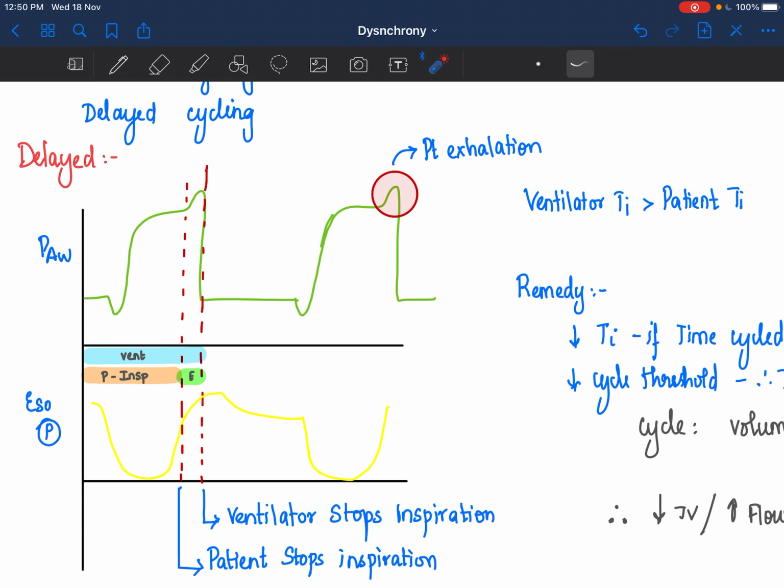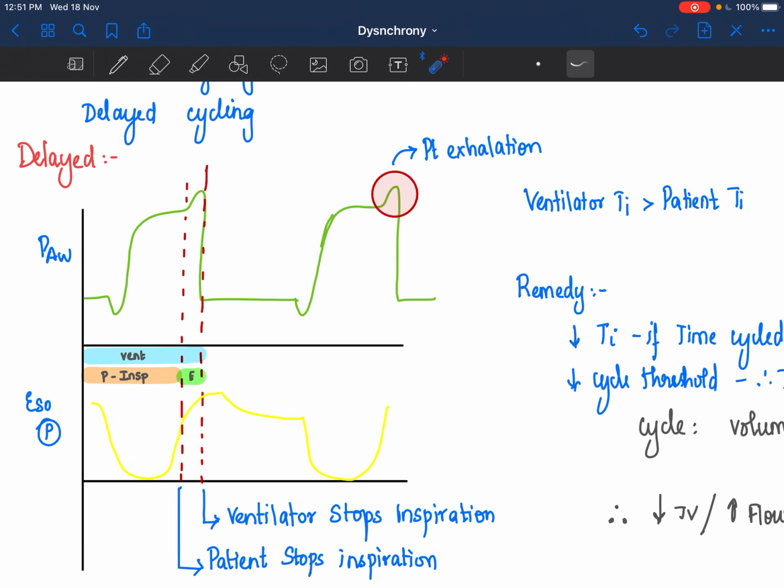So, according to your ventilator, your total inspiratory time is this, represented in blue. But what the patient wants is to end inspiration here and start exhaling here, as evidenced by this spike. Isn't it so? So, the ventilator inspiratory time is more than that of the patient's inspiratory time. The ventilator stops inspiration later than when the patient wants to stop inspiration.